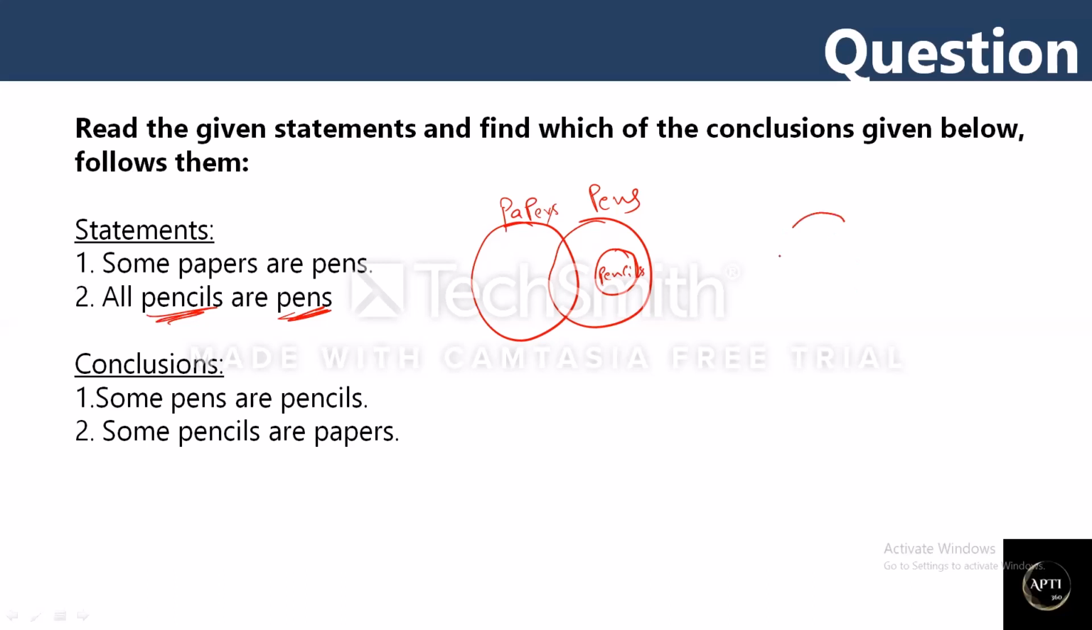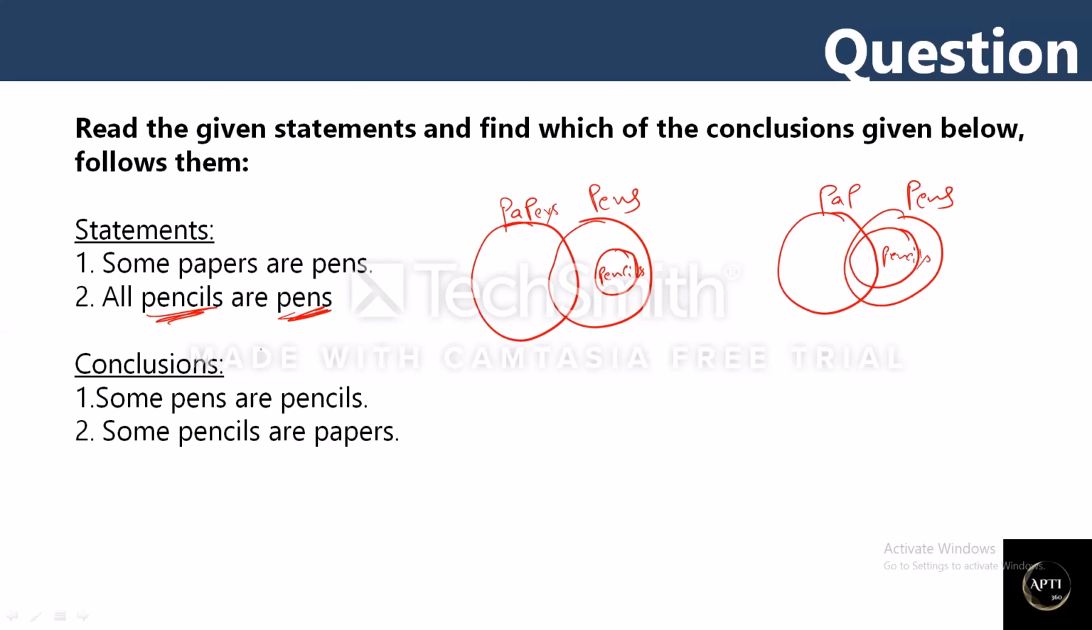Now how can I draw the maximum case? Some papers are pens, and all pencils are pens, which means I need to disturb the other circle also, so I can draw like this. The inside circle is pencils. Now pencils is disturbing the paper circle, so the maximum condition is also drawn. Remember that the condition should be satisfied, that's it. For both diagrams, the first and second statements are satisfied. Now we'll check with the conclusions. If any conclusion follows in both Venn diagrams, that conclusion is correct. If any conclusion does not follow in any one of the Venn diagrams, that is not our conclusion.